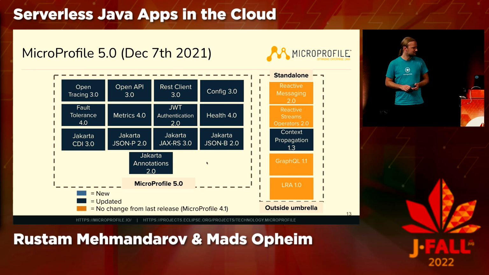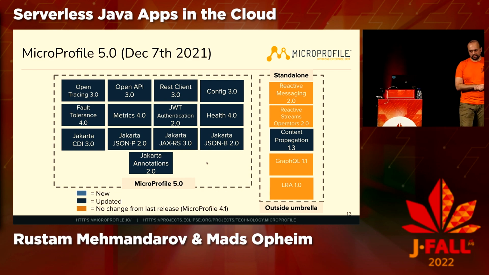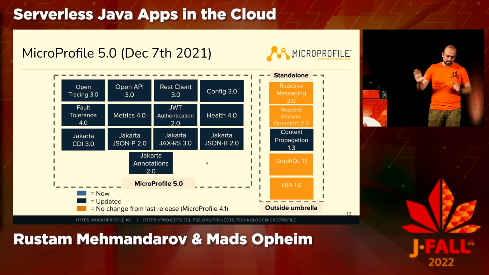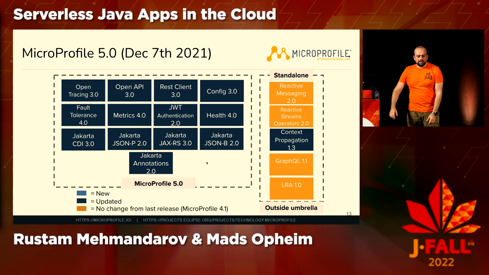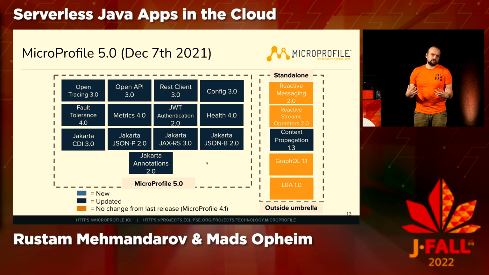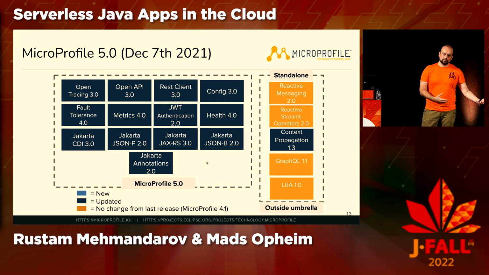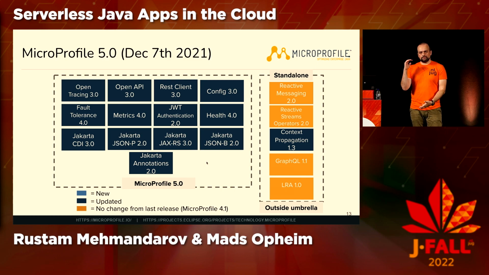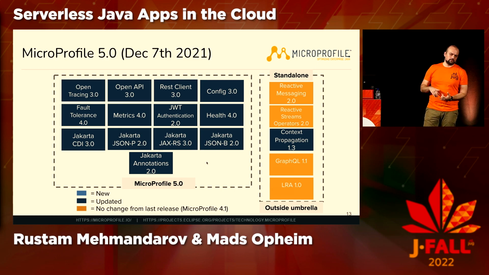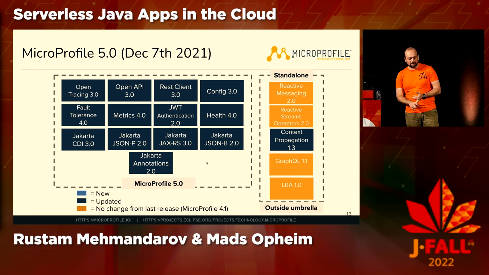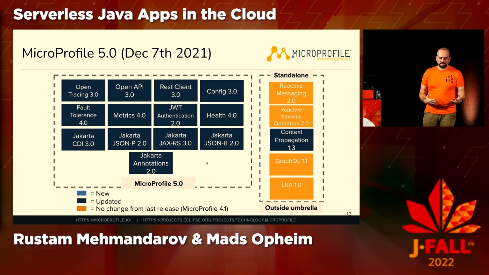And probably one more thing we need to mention on this slide is this thing that you see on the right side for you there, standalone outside umbrella things. And those are specifications that are there, but you do not need to implement all that to claim to be MicroProfile compatible. So those are inside, but they're also bringing some cool things like reactive programming, GraphQL, all those kind of things that are interesting and nice to have, but you don't have to implement all of those to claim you are compatible.